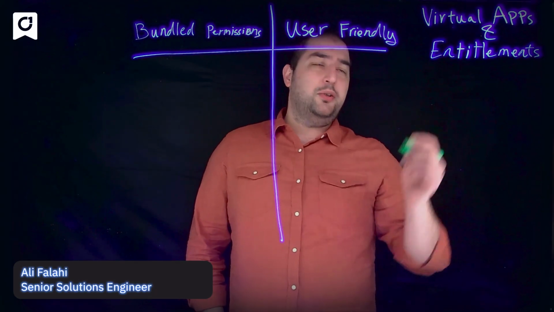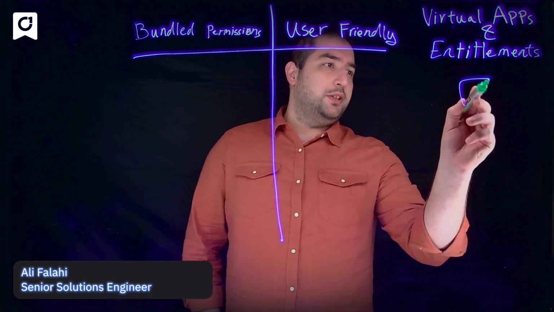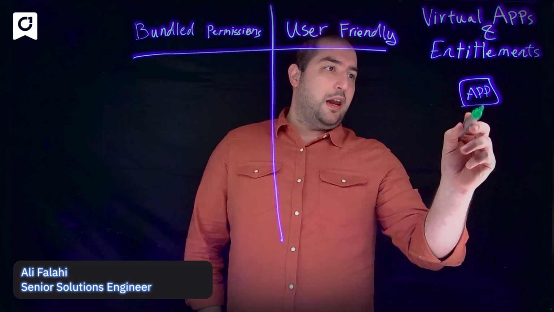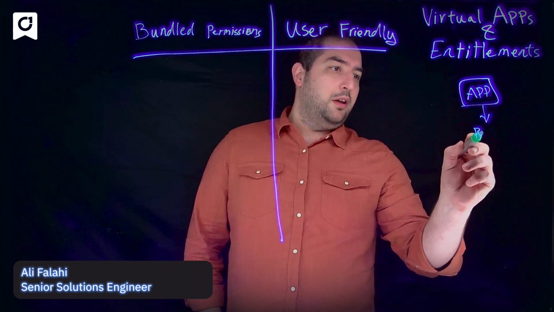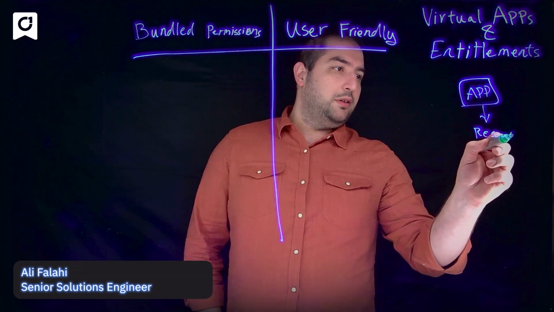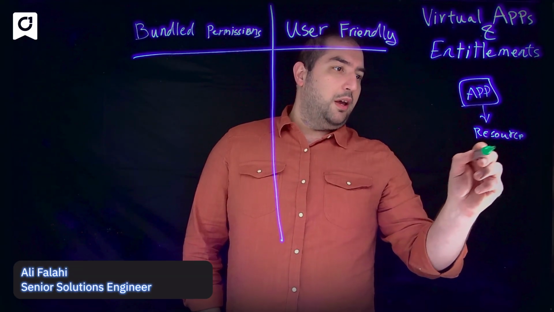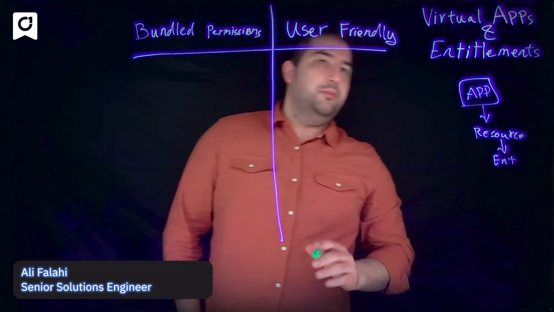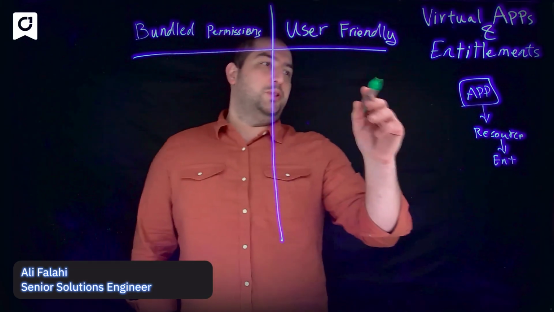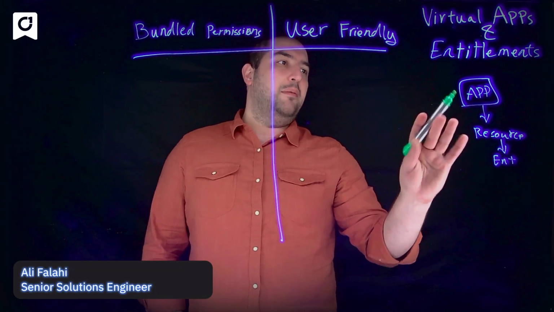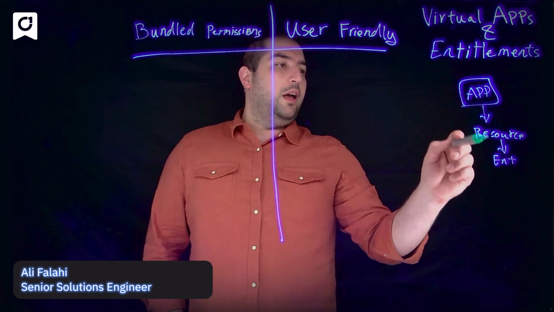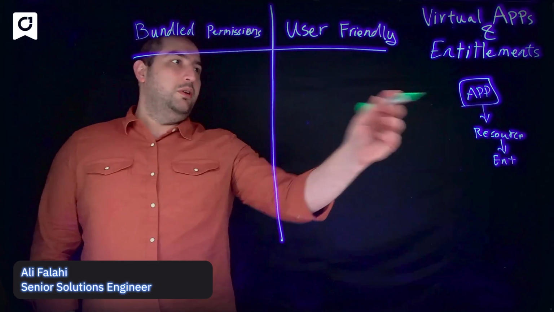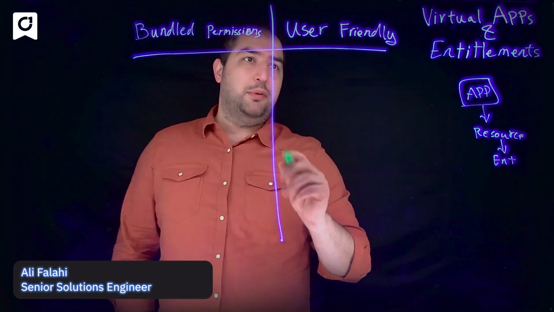So ConductorOne is app-based. You can create an application in ConductorOne outside of our connectors. And that application is going to have resources and entitlements, right? Simple. So when we create a virtual entitlement or virtual app, essentially we're just creating an app that's not connected to anything. And then we will define a resource and an entitlement. But also you can create a virtual entitlement for existing apps.